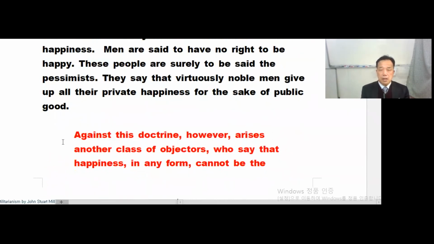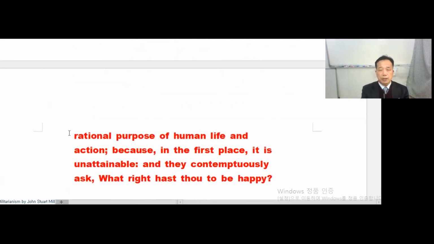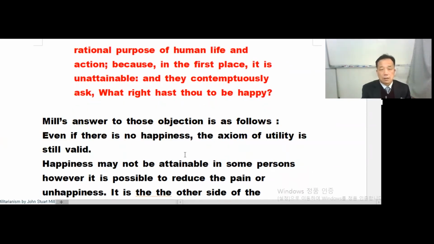Against the doctrines, however, arises another class of objectors who say that happiness in any form cannot be a rational purpose of human life and action because, in the first place, it is unattainable, and they contemptuously ask, what right have you to be happy? Mill's answer to those objections is as follows.